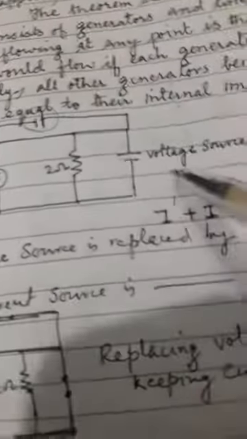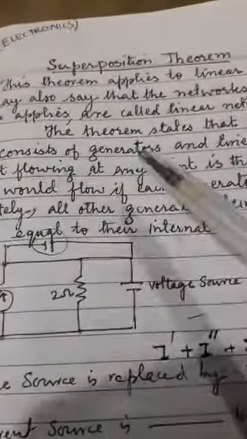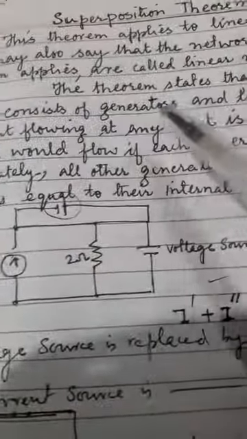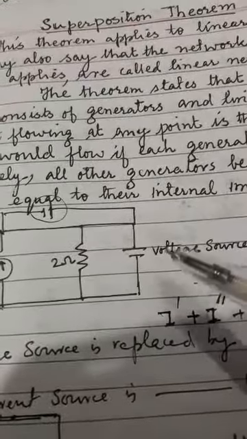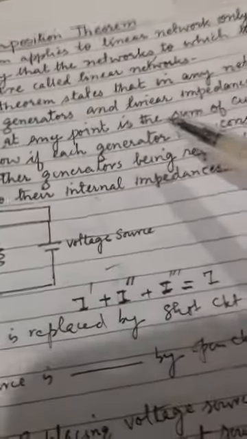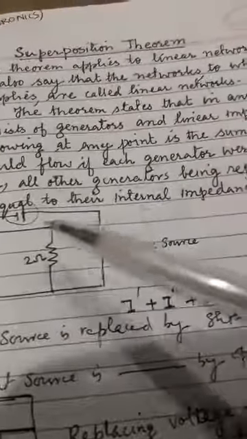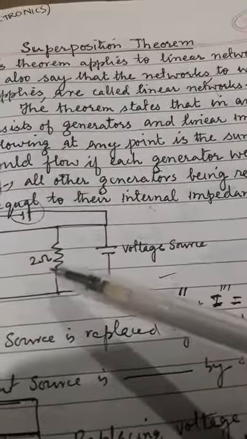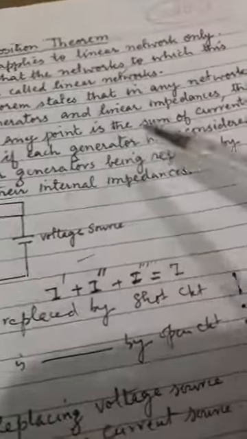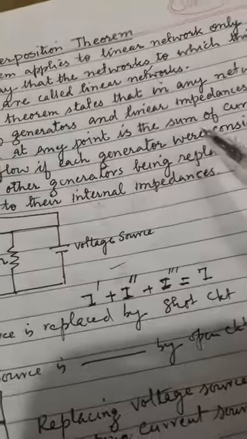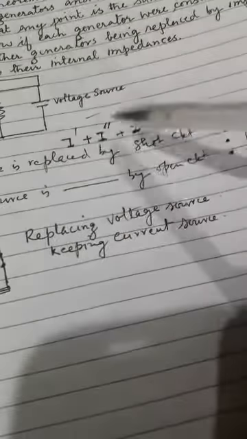So the theorem states that in any network which consists of generators, meaning voltage sources and current sources, and linear impedances, meaning the resistances contained in it, for example here a 2 ohm resistor, the current flowing at any point is the sum of the currents, as I have shown you.